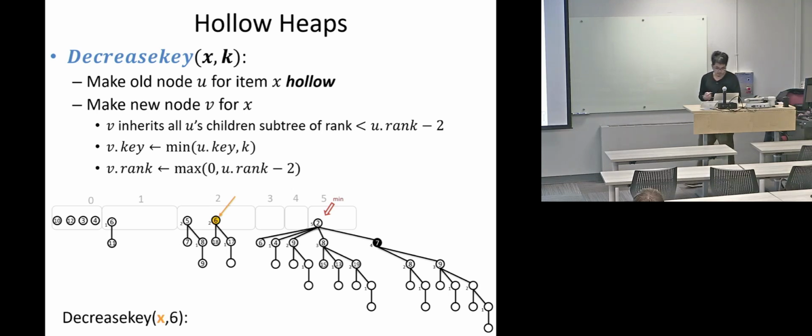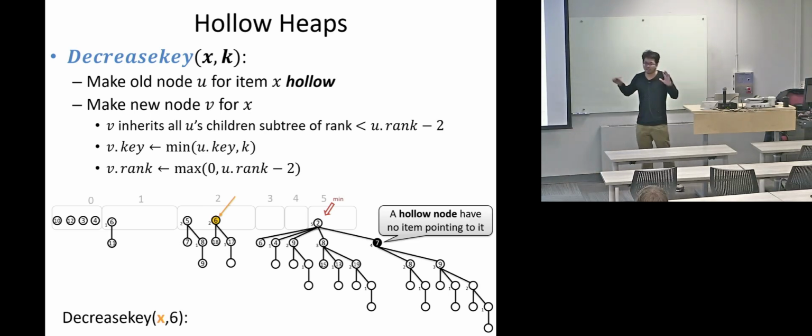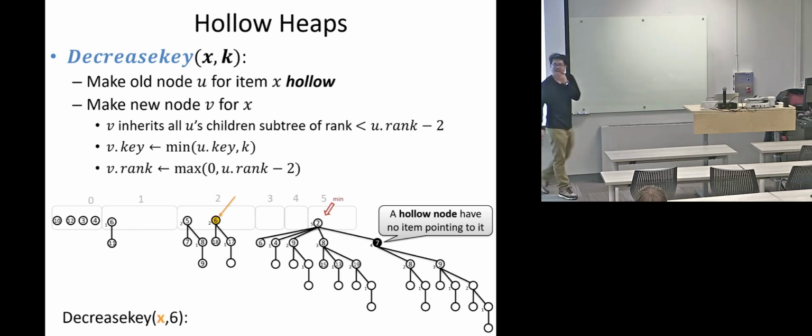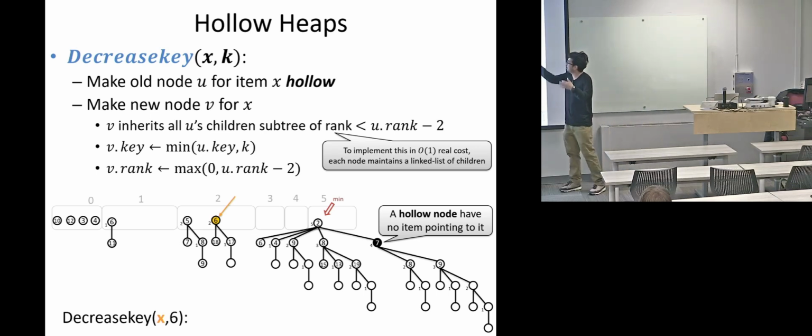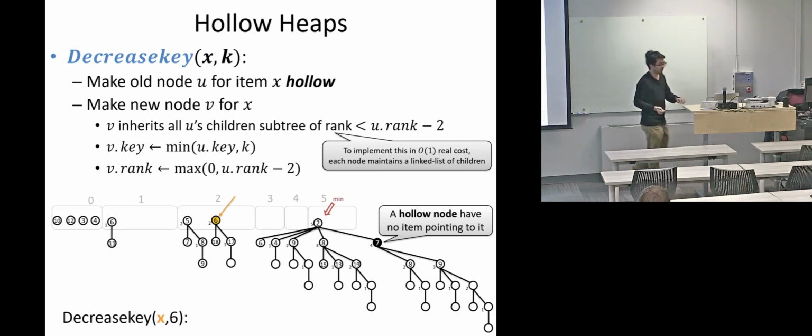Next, also this node, I declare it's hollow. By hollow I mean it's just some node in the tree that has no item pointing to it. There is no item X pointing to it now. X is now pointing to this guy. And we can implement this thing, moving all the children, in O(1) real cost just by having the linked list of the children. You can think about this, it's simple.